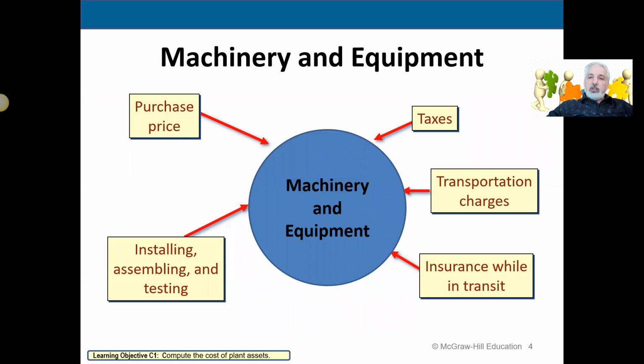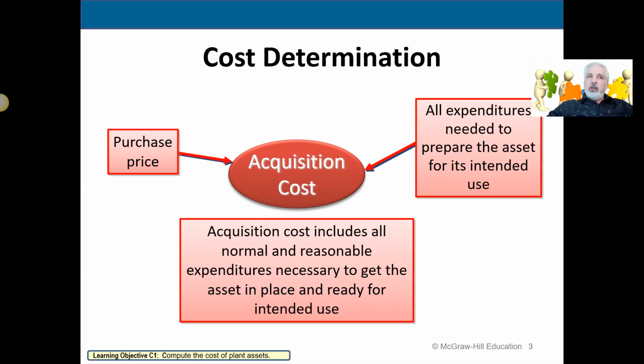Machinery, equipment: purchase price, taxes, transportation charges, insurance while in transit, installing, assembly, and testing. Actually, one other thing on the acquisition, I had to take out a construction loan. It was new construction. I had to add the interest expense during the 6 months of that construction loan to the total value of the building. I could not deduct that interest expense in the year I paid it. I had to deduct that interest expense as I depreciated the building over those 39 years.